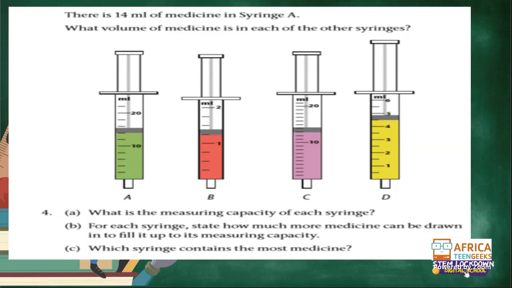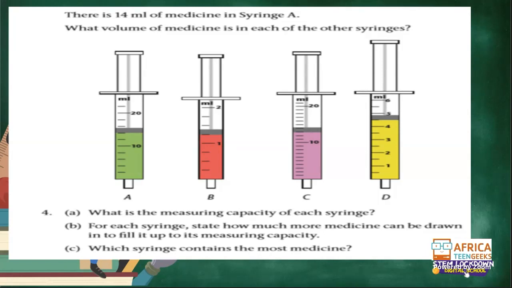All right, I see where the confusion is, right? Let's look at syringe A. We are told that we have 14 milliliters of medicine in syringe A. So we have a line that is marked 10 milliliters, and there's the first line and there's the second line. The second line, we are told, is 14 milliliters. So for it, we will count 10, 12, 14, 16, 18, 20, right?